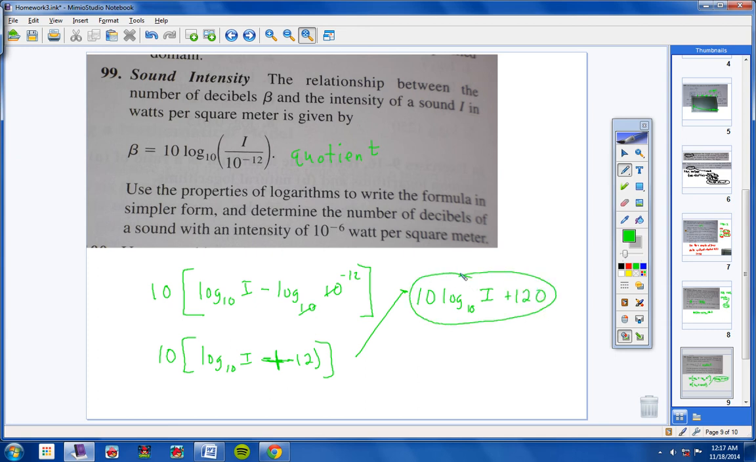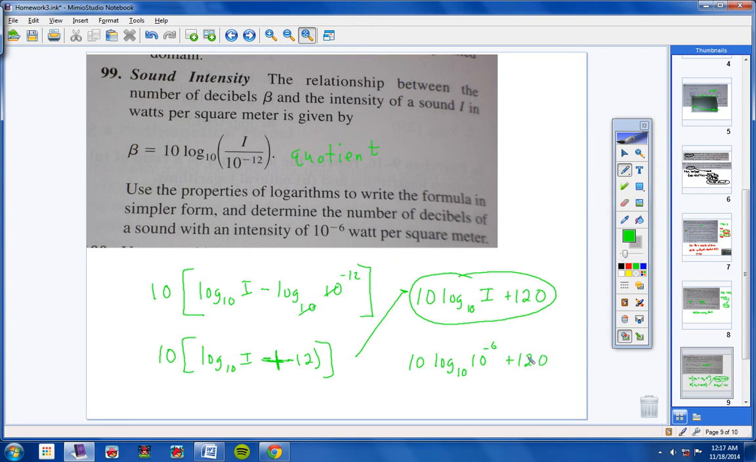Now, determine the number of decibels when your sound intensity is 10 to the negative 6. So for I right here, I'm going to put 10 to the negative 6. So I have 10 logarithm base 10 of 10 to the negative 6 plus 120.